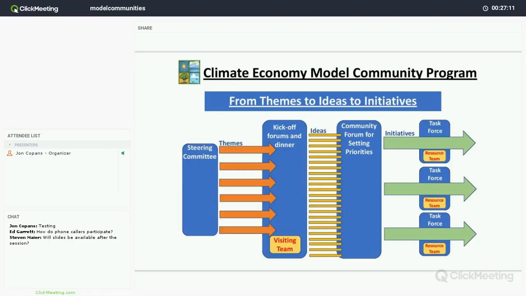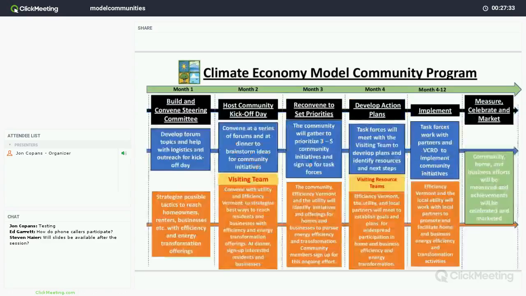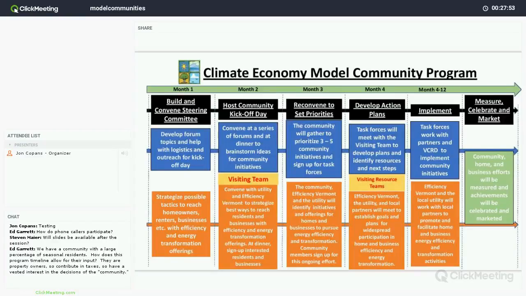An important distinction between this model community program and VCRD's community visit program is that it will also work on a second track. And this next slide, I'm a little sensitive to how busy it is, so don't be overwhelmed by it. But this next slide really shows that this process will work on two tracks. The blue track is the one I've already described, where the community comes together to prioritize some community initiatives that they are going to work on.